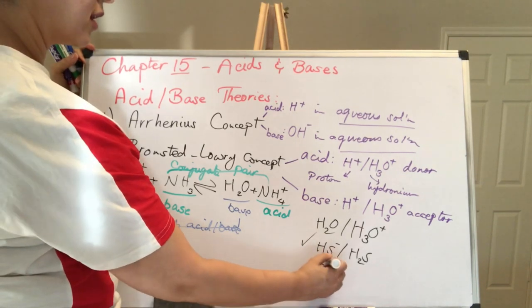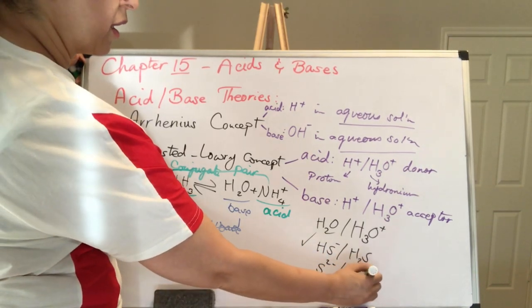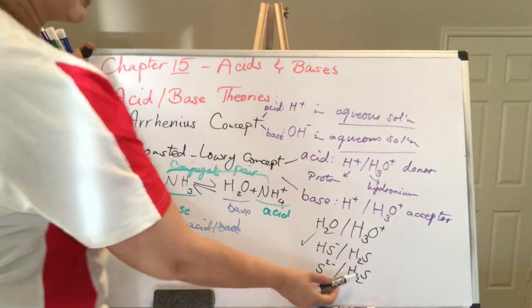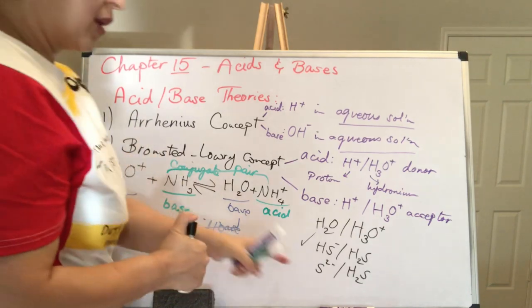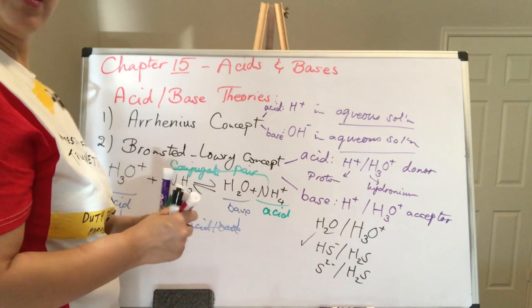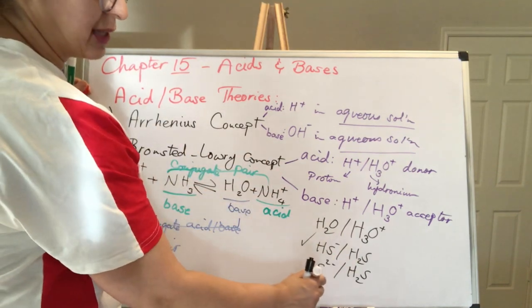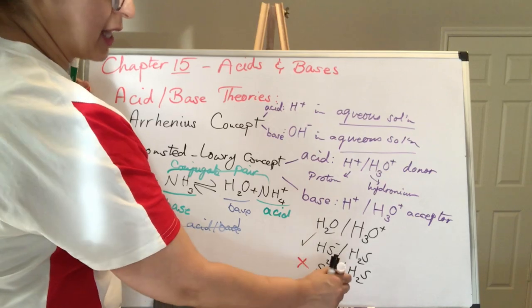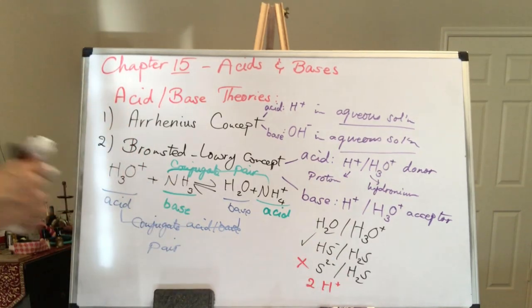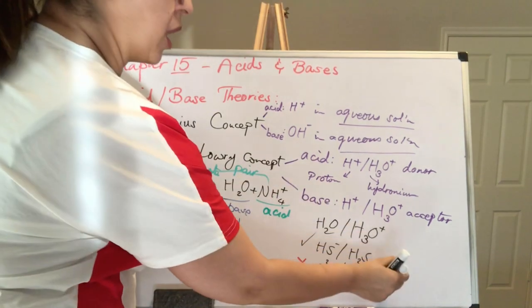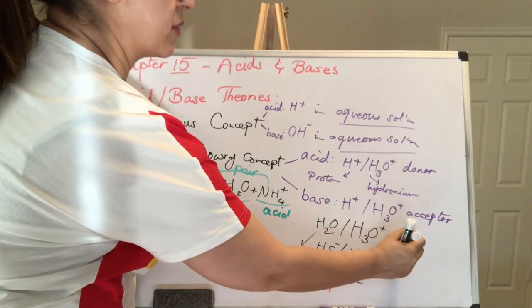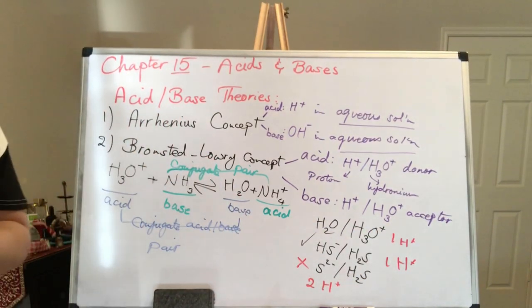How about this? The non-metal is the same, but what is the difference of the hydrogens? It's not 1, it's 2. This sulfide does not have any hydrogens, but H2S has 2 hydrogens. So because the difference is 2 hydrogens, this is not a conjugate acid-base pair. For a conjugate acid-base pair, the difference is only and only 1 hydrogen, as you see in each of these examples. Learn it well for the exam. So that's all you need to know for conjugate acid-base pairs.